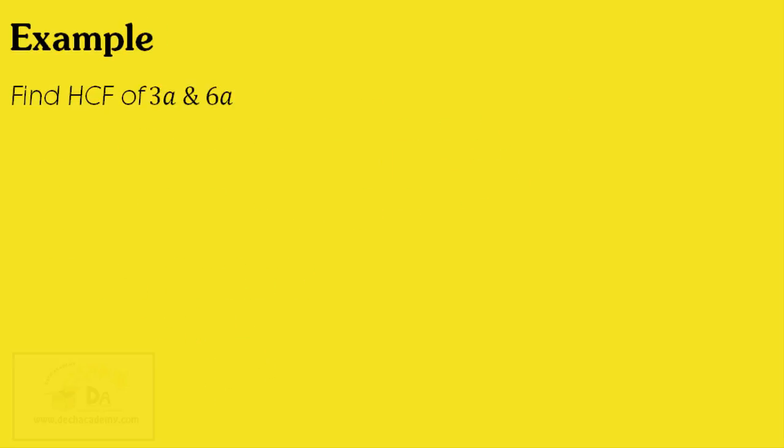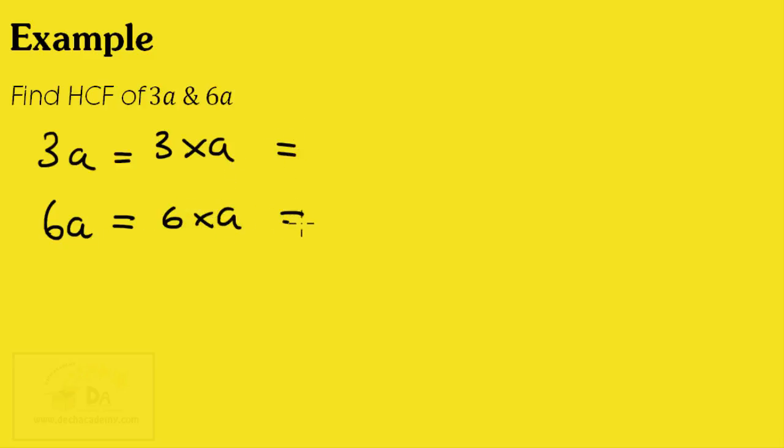Here's another example. Find the highest common factor of 3a and 6a. So these terms involve variables. So in order to do that, we need to express the terms as products of their prime factors and variables. Here we have 3a, which is 3 times a. And we have 6a, which is 6 times a. So now let's see if we can break this down further. 3 is a prime number, so we have nothing to change here, because now 3a is a product of its prime factors and a. There's nothing to do here.